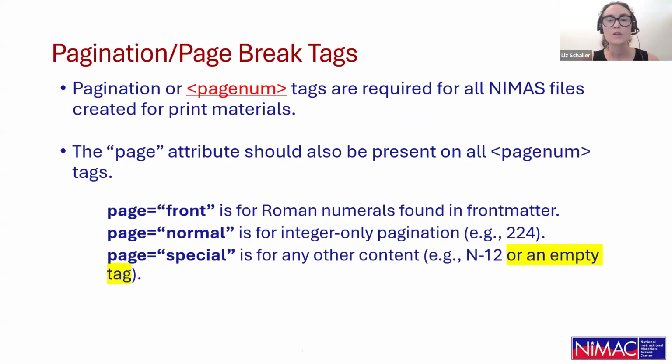Switching gears a little bit to talk about pagination. Pagination or page num tags are required for all NIMAS files created for print materials. They are required. The page attribute should also be present on all page num tags. And there are 3 options here. You might have page front. That is for Roman numerals that are found in the front matter. Page normal is for integer only pagination, so your standard integer pagination. And then page special is for any other type of pagination that includes letters, or even empty tags as well.